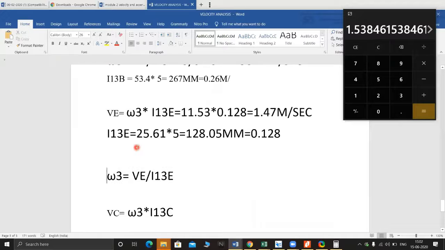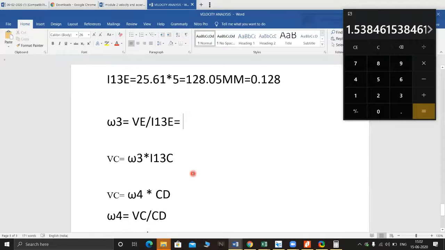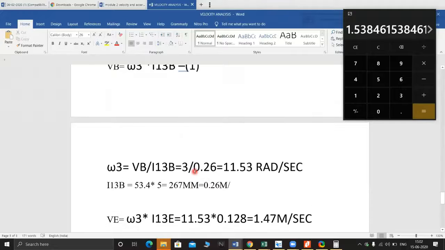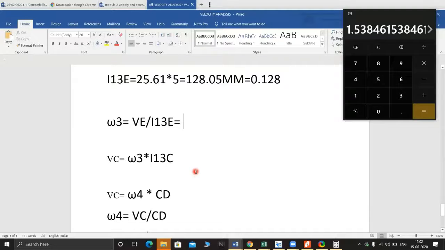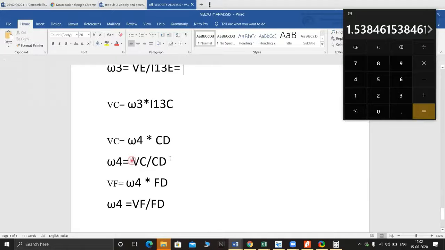Okay. Now we got VE. Therefore, what can we calculate now? We can calculate omega 4. What are we finding now? Omega 4, correct. Omega 3 we already found. Okay, omega 4. Where is omega 4? Yeah, here.